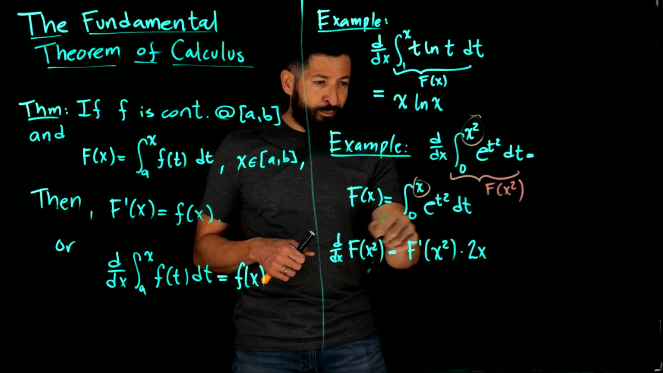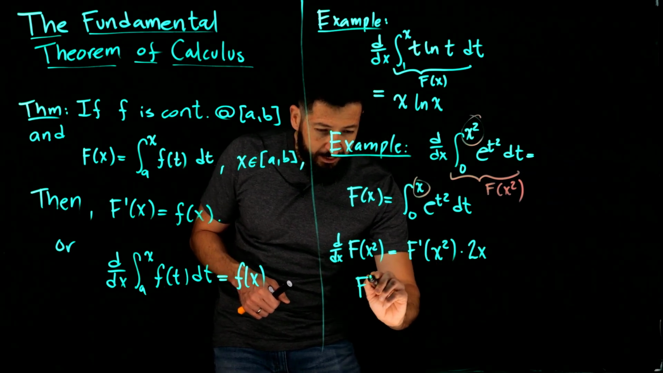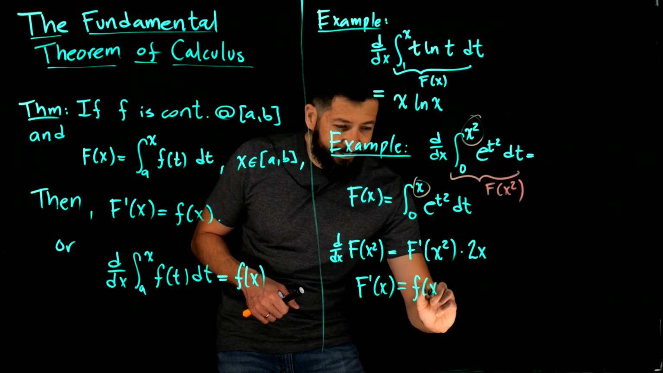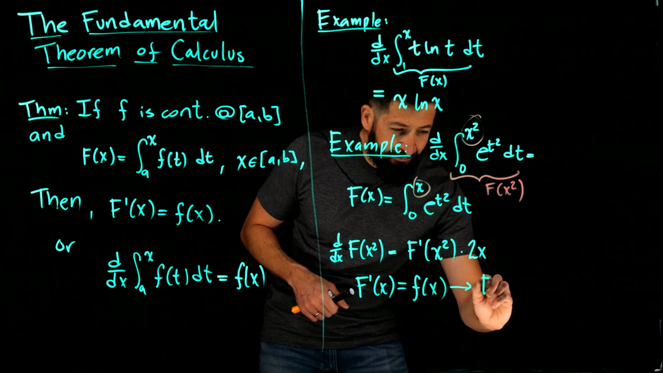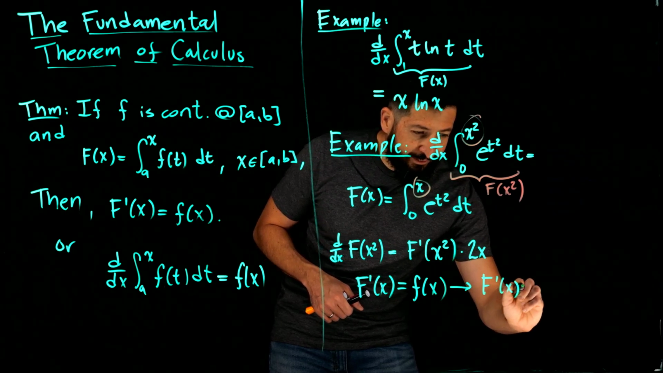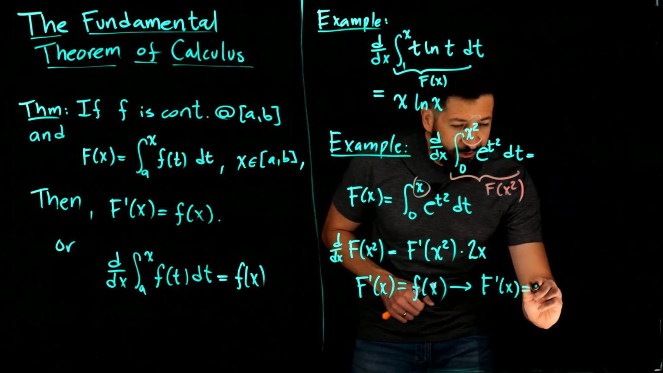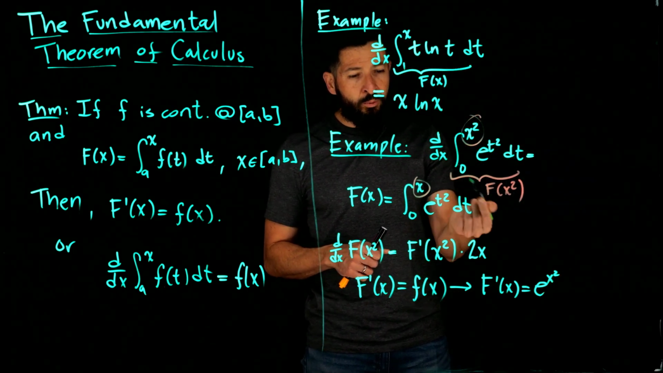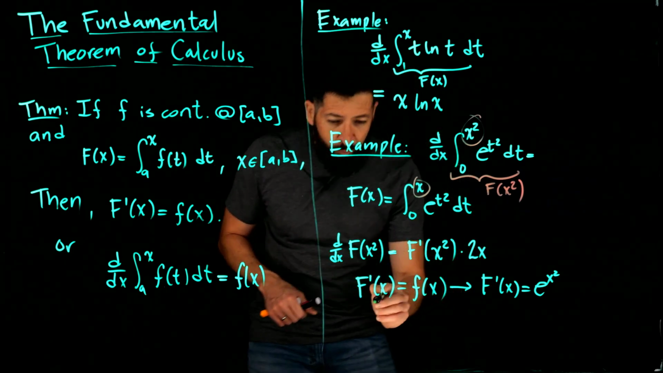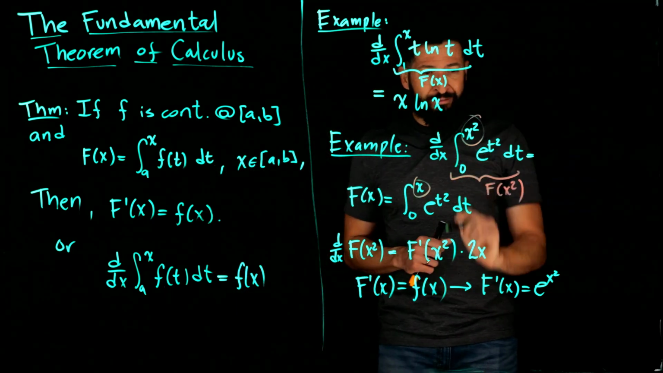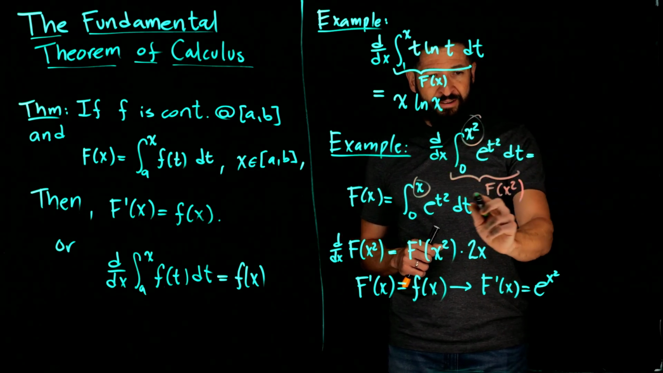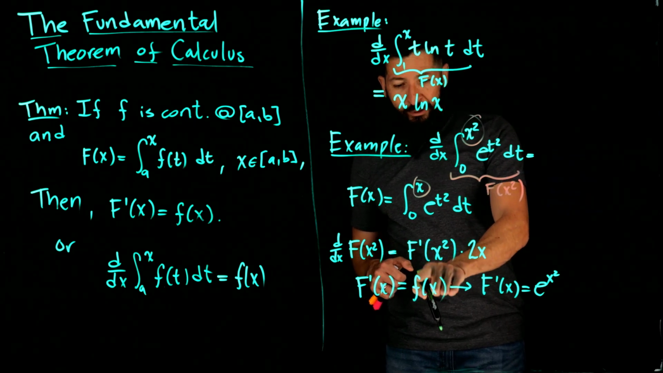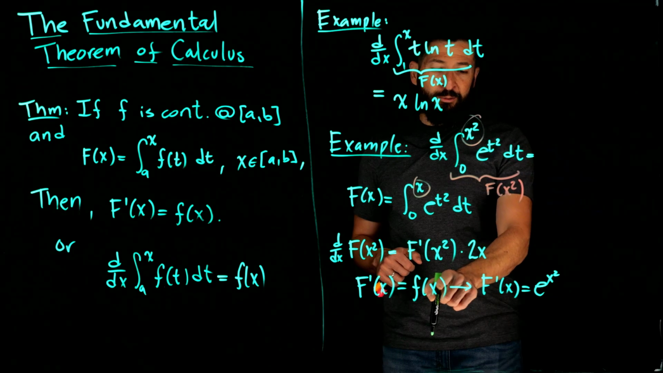Now, I know that f prime of x, by the fundamental theorem of calculus, is just little f of x. That tells me that f prime of x is equal to e to the x squared, just evaluating the function inside of the integral at x. With that, I get that this derivative that I wanted, which is just the derivative of f of x squared, is going to be equal to f prime, which is little f, evaluated at x squared times 2x.